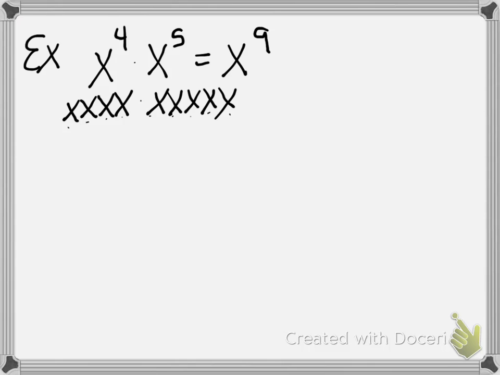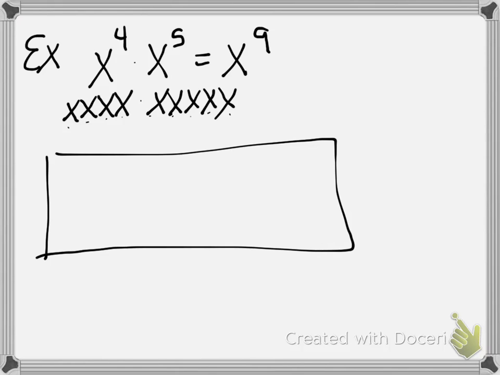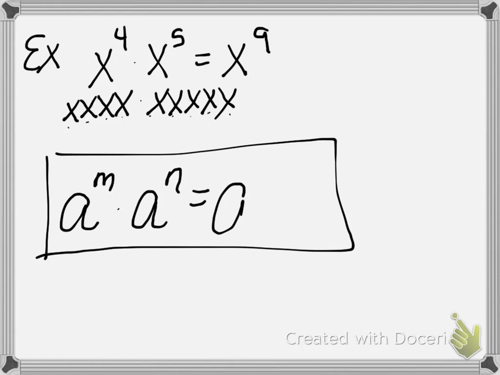So in your textbook it shows you like a little box. It means that's important. And it shows you the rule using variables, so they don't use any numbers, so they can show you what happens just in general. So if you have a to the m times a to the n, then you have a to the m plus n.